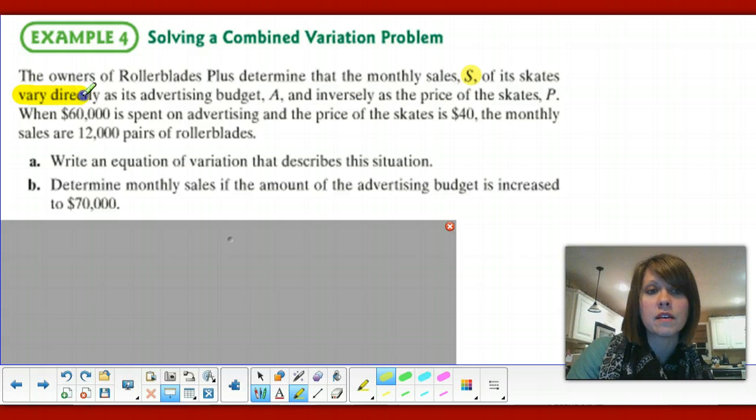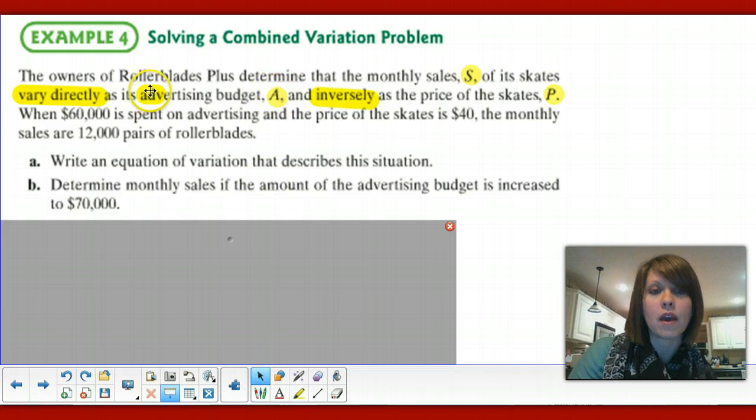varies directly with advertising, and inversely with the price of the skates. I see I could have highlighted the A instead of the add, so I'm going to do that real quick. Okay, so it varies directly as advertising and inversely as the price. Okay? Write an equation of variation that describes this situation is part A.